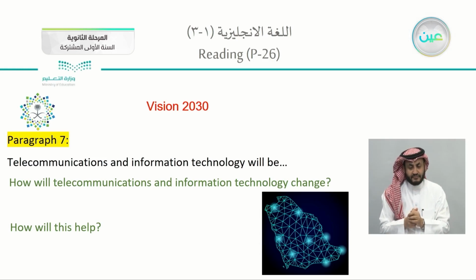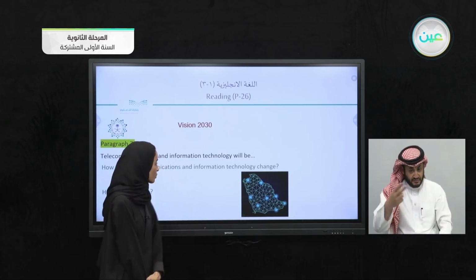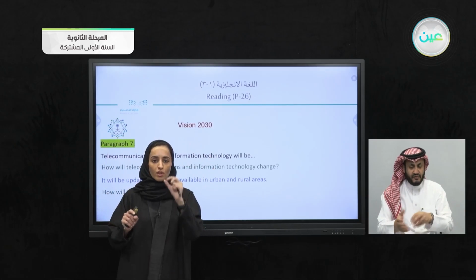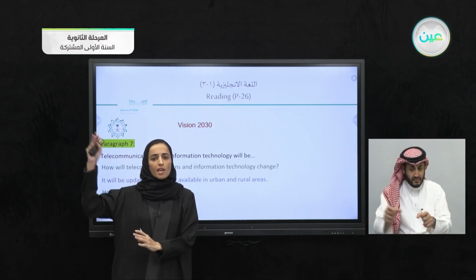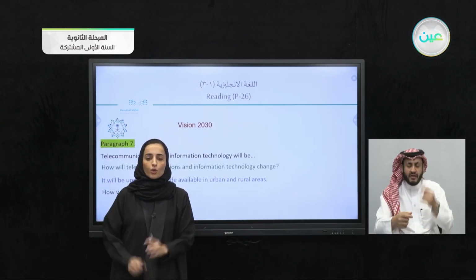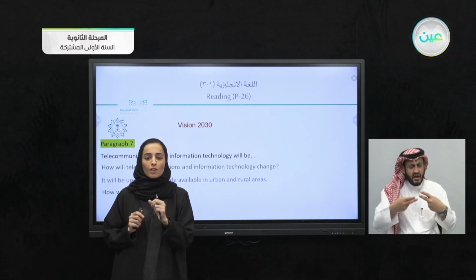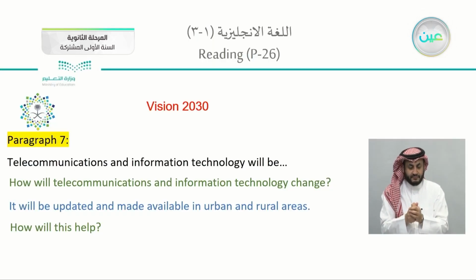So, how will telecommunication and information technology change? By 2030, everyone will have access, so it will be updated and made available in urban and rural areas. So everywhere, whether you are in the center or in a rural area of the country, far away from everything, you are connected and you have access to information. So regardless of where you are, you have access to information and to telecommunication. And how will this help? Why is it important for the information to be available in urban and rural areas?